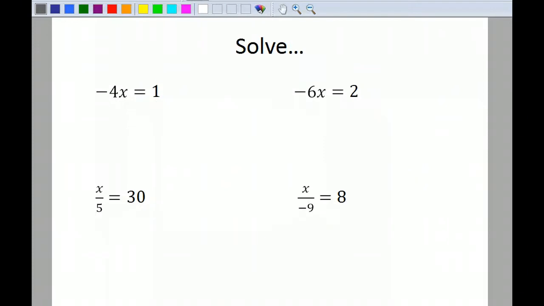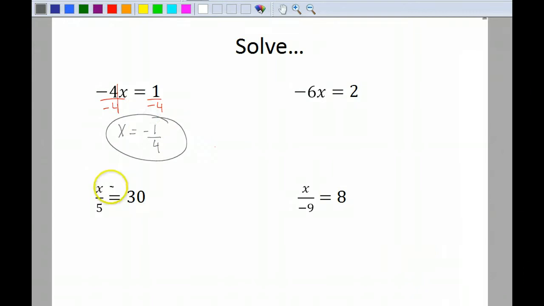So when we solve over here, let's just work with a few examples. I have negative 4x is equal to 1. My goal is still to get the variable by itself. So I'm going to divide both sides by negative 4. So now I have x is equal to negative 1/4. Notice that it doesn't really matter where this negative sign is when I have a fraction. So x is equal to negative 1/4.